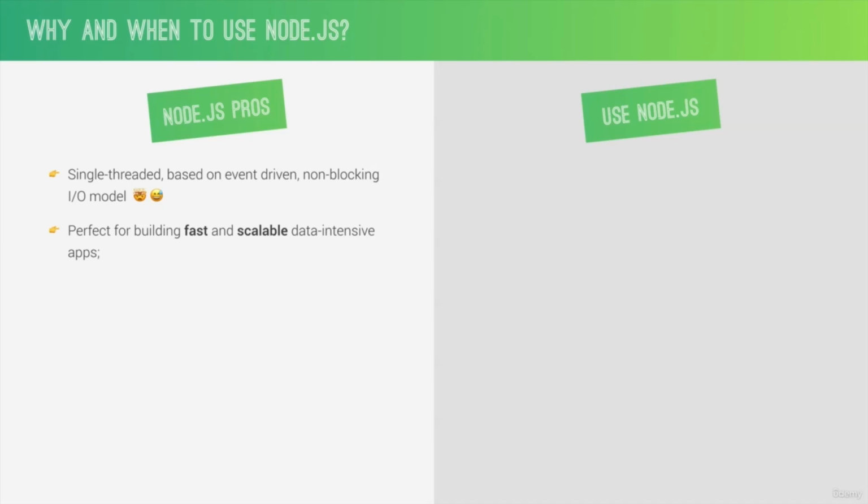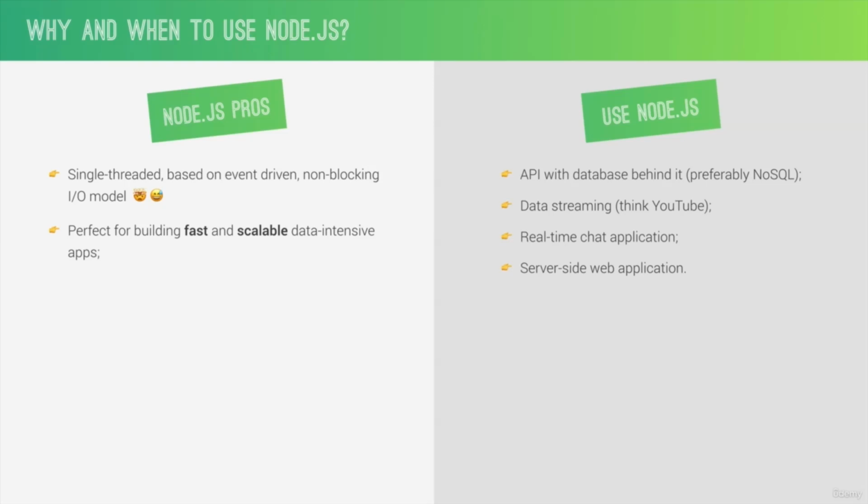And that makes Node.js a perfect fit for building all different kinds of applications, like building an API with a database behind it, and preferably a non-relational NoSQL database like MongoDB. And this is actually exactly what we're going to do later in this course as we dive deeper and deeper into Node.js. But there is, of course, all sorts of other apps that we can build, like data streaming applications such as YouTube or Netflix, real-time chat apps, or even server-side web applications where the entire content is simply generated right on the server. So as you see, the possibilities really are endless.